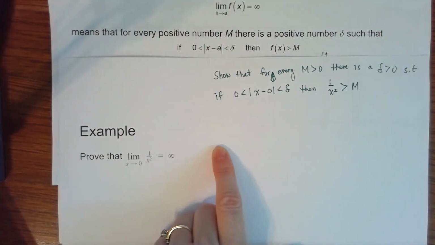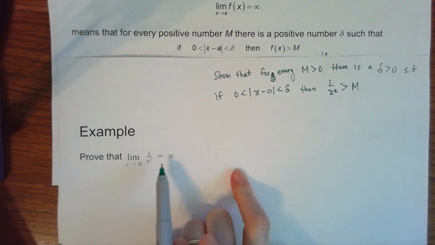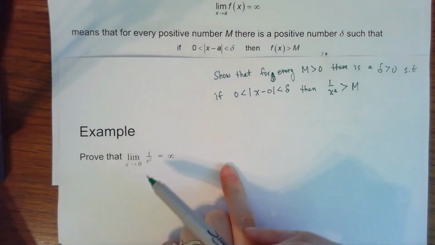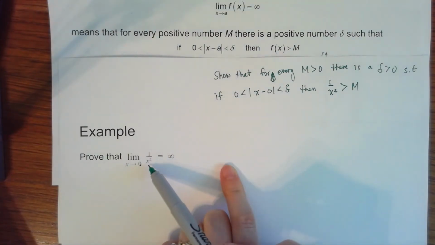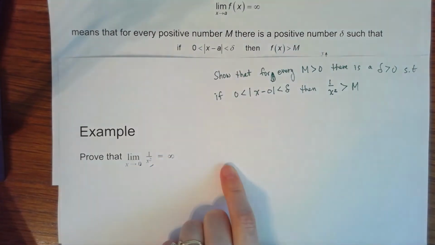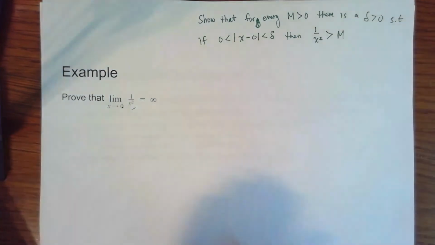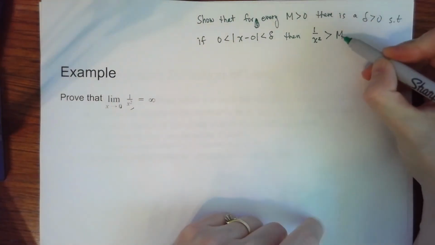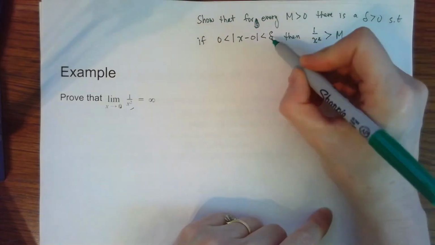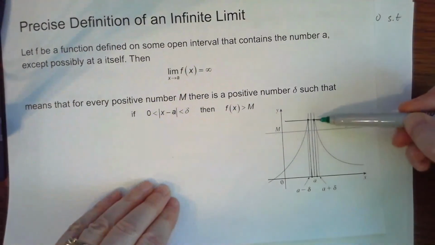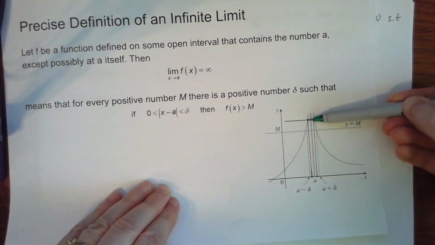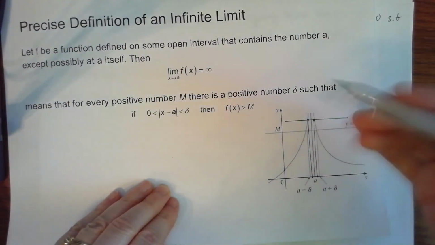So I've just taken from my specific problem and substituted in 0 for a, and I've substituted in 1 over x squared for f of x. Everything else in the definition is the same. All right, so we know that wherever that m is, delta is influenced by that. If I move m up, delta has to be smaller. If I were to move m down, it can get larger, but they're connected.